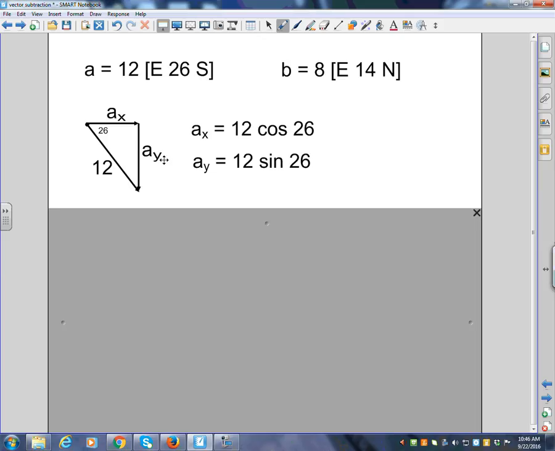Is the X always left to right? Why is 12 the hypotenuse? 12 is the hypotenuse, because that's how long the vector is.